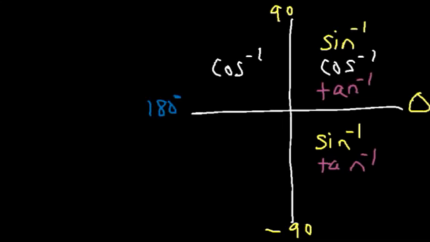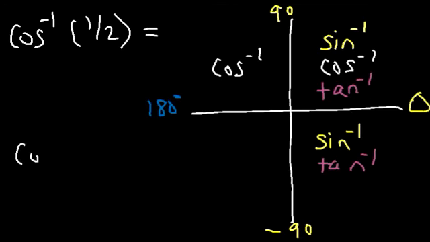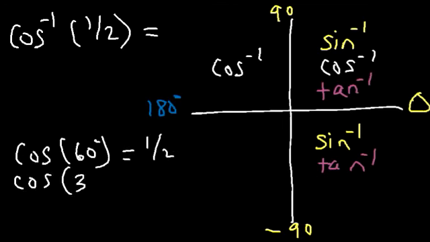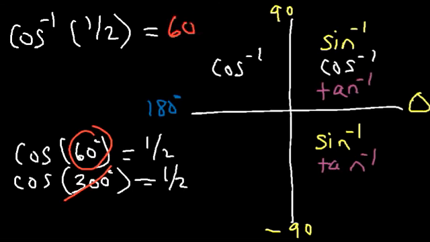So, knowing that, let's evaluate inverse cosine of 1/2. Feel free to pause the video and figure out what inverse cosine of a half is. So we know that cosine of 60 is 1/2, and also cosine of 300 is a half. Now 300 is in quadrant 4, and inverse cosine doesn't exist in quadrant 4, so we can't use the 300. So it's 60. So inverse cosine of a half is 60.